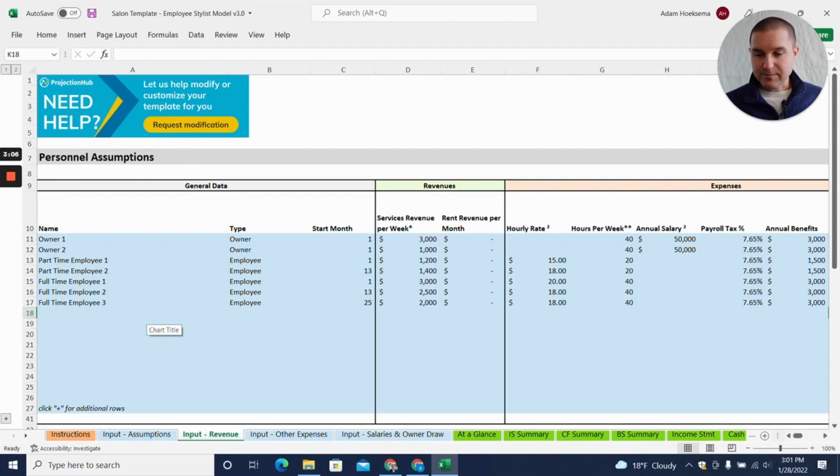Now this input revenue tab, basically what you're seeing here is the ability to put in a person for each seat in the salon. So in this example right now, we're assuming there are just 7 seats in the salon. And maybe it's you and one other owner. Maybe that outside investor is a partner, is another owner. And so it's you and one other owner here. We've selected the type here as owner. And we're saying that you're starting right in month 1. And you're projecting to generate $3,000 worth of services per week.